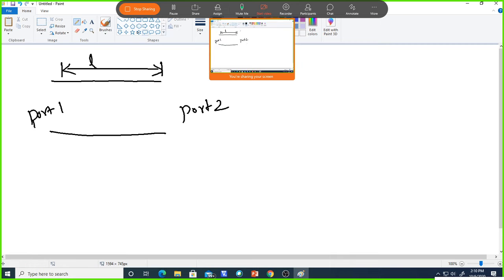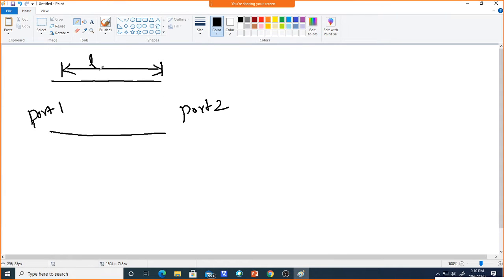Okay, so this is port 1 and port 2. We have some length of transmission line. We can represent this in terms of theta, which is equal to beta times L, the phase of this transmission line. If the wave is traveling from here to here with the length L, you will get the phase beta times L. If it travels two-way, then it will become 2 beta L.